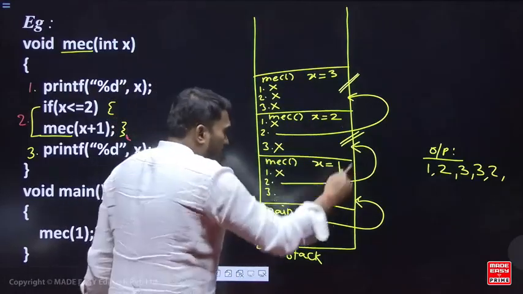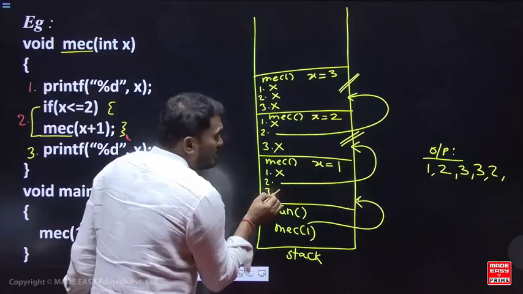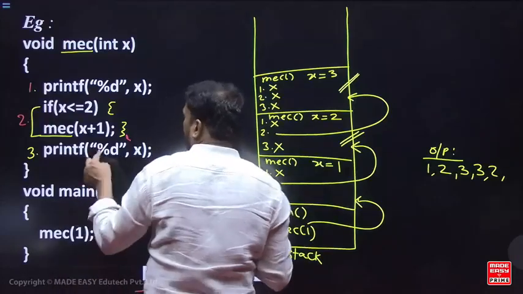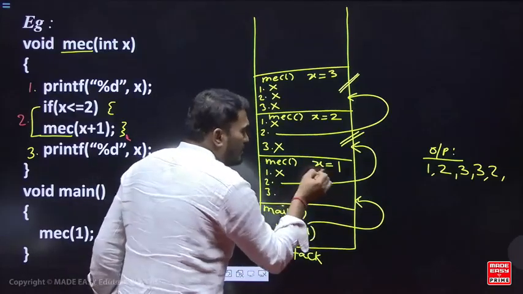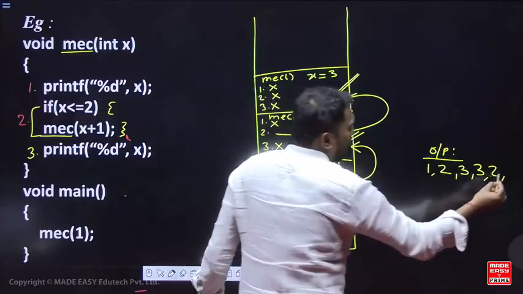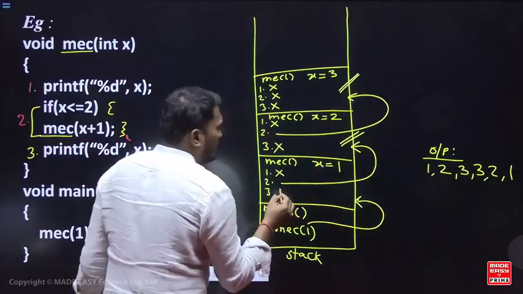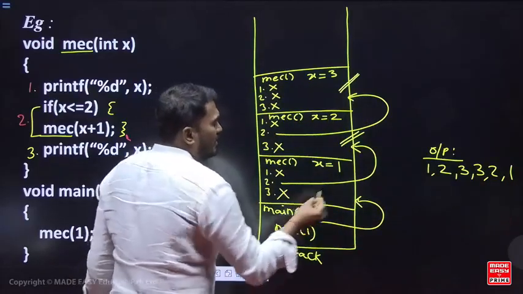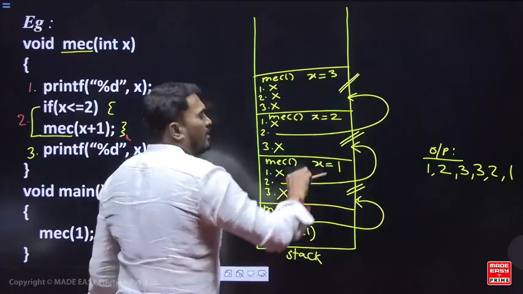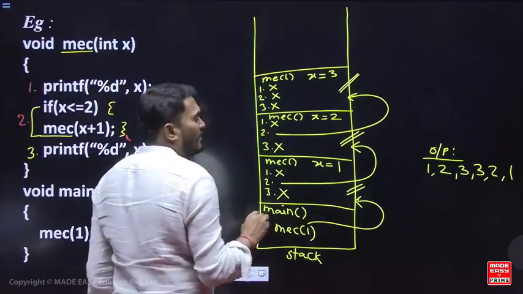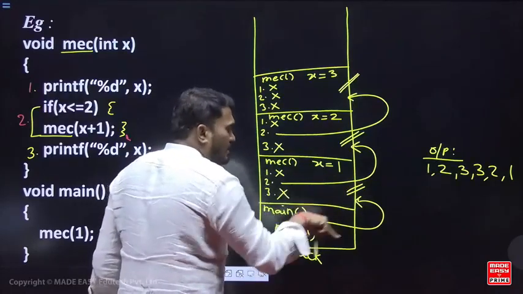So go back to the previous activation record, and again the third statement is pending here. What is the third statement? Printf %ld x. What is the x value in this activation record? 1. So 1 will be printed next. Now all the 3 statements completed. So this is deleted from the stack. Go back to the previous calling function, the previous activation record.